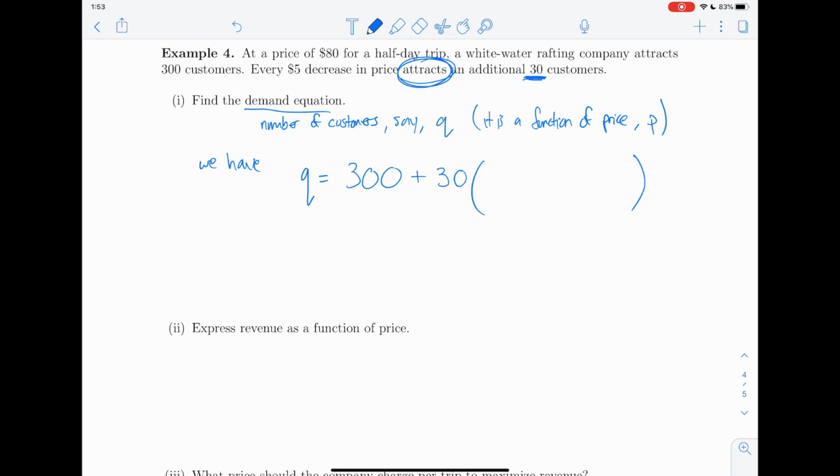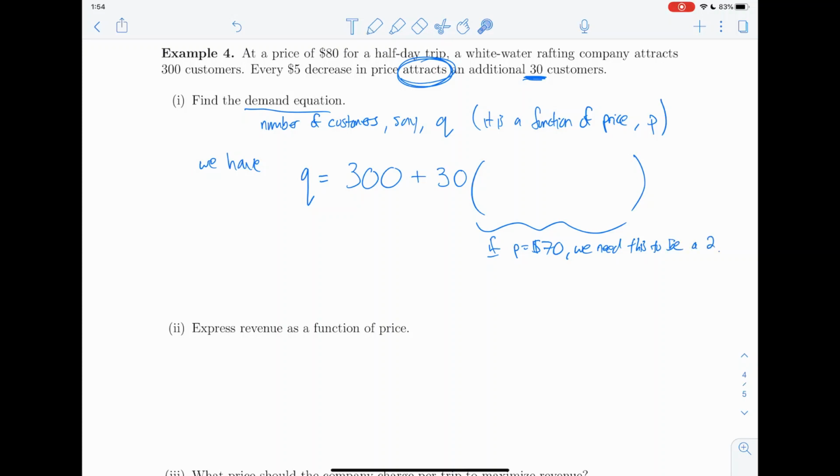What is it that happens? It's every time there's a $5 decrease. So what that means is we want the price to start at 80, and if it goes down to, say, 70, we want this quantity in these parentheses to be a 2. That's what we want right here. If, say, the price is $70, we need this to be a 2.